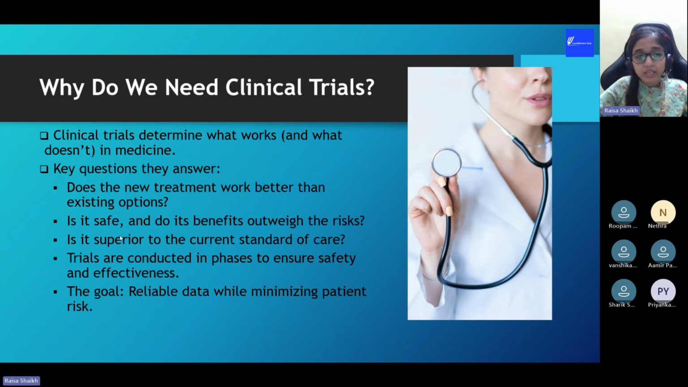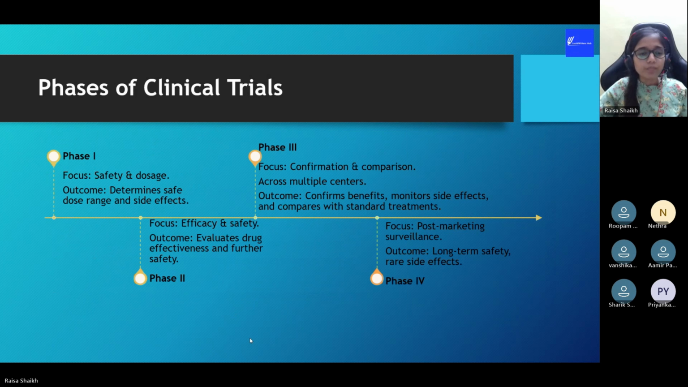Then trials are conducted in various phases to ensure safety and effectiveness. This is a very theoretical area which most of you would be aware of, that there are different phases of clinical trial. Phase 1, 2, 3, 4. Okay. The goal of clinical trial is to create reliable data with minimal risk to patients. So even though we include human patients, there are a lot of ethical guidelines and a lot of things that we are supposed to follow. It's in the regulations and we cannot misuse or make any mistakes. Okay, so let's go to the next slide.